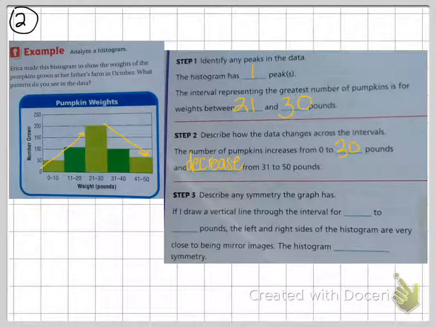And lastly, describe any symmetry the graph has. So again, if you remember symmetry, we can fold things either vertically or horizontally. Obviously, in this case, we'll be folding them vertically. And we're going to see if both sides of our peak match up to one another or closely mirror one another. If I draw a vertical line through the interval for 21 to 30 pounds, so that's here, right? The left and the right side of the histogram are very close to being mirror images, so the histogram has symmetry.